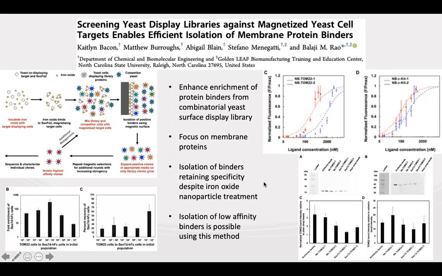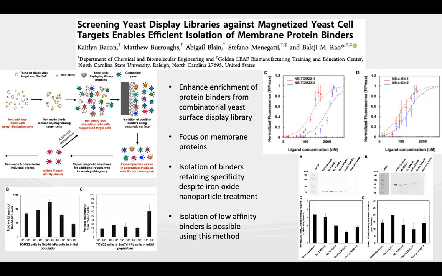The authors of this paper wanted to explore new methods for screening yeast display libraries, and so they designed a magnetized yeast cell, co-expressing a target and SSO-Fe2, which is an iron oxide binding protein, increasing the specificity of the interactions between iron oxide and the yeast cell.